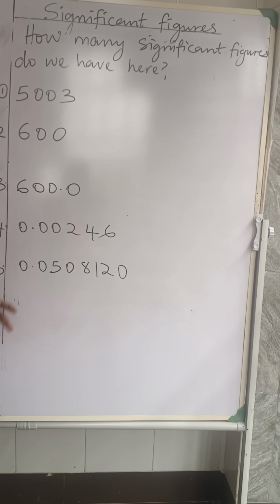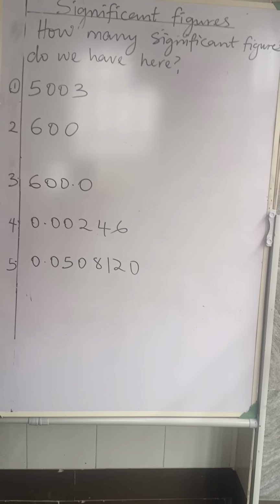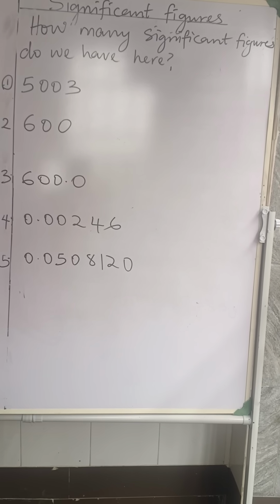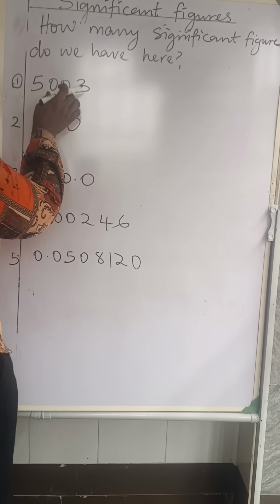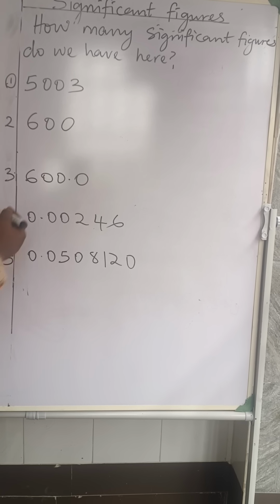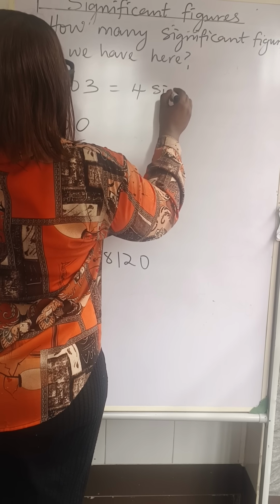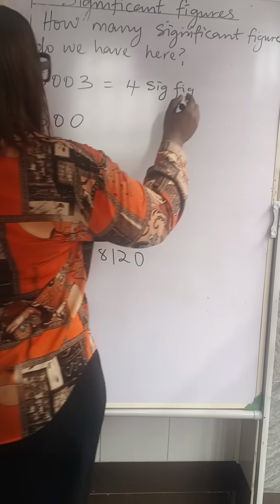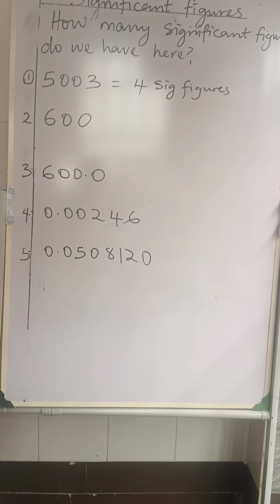Now, how many significant figures do we have in these questions on the board? Number 1 is 5003. How many significant figures? From the rule, remember that the zeros between non-zero digits are counted. They are significant, right? So since they are significant, we have 4 significant figures. Do you understand? The number 1 question will have 4 significant figures.